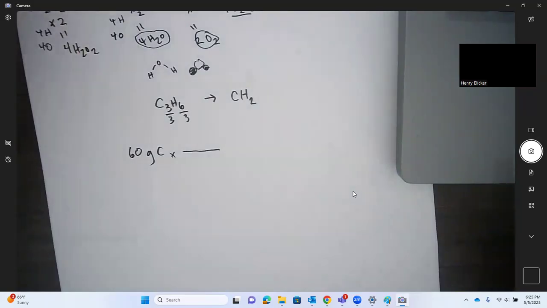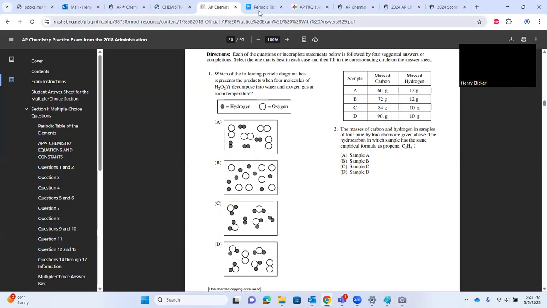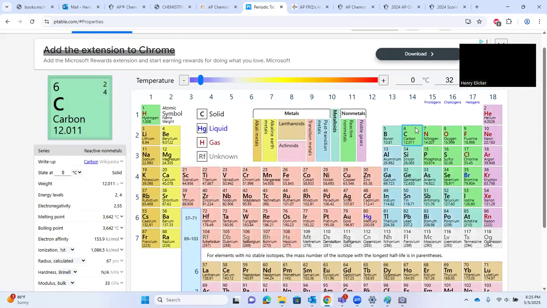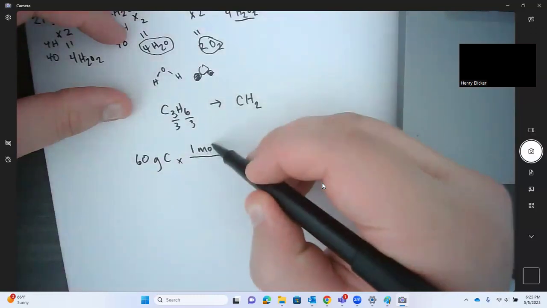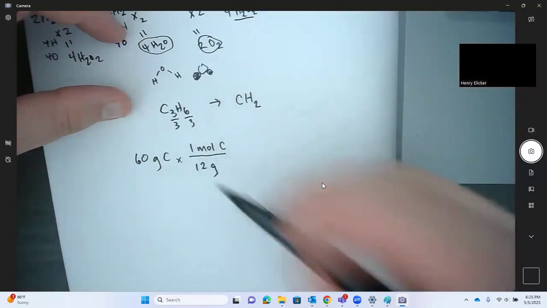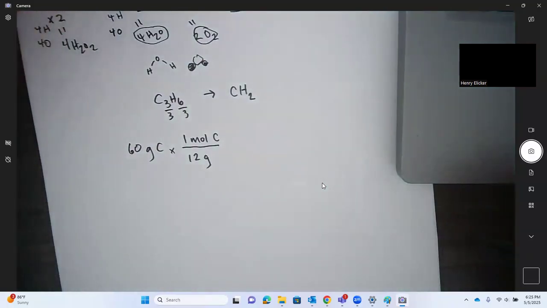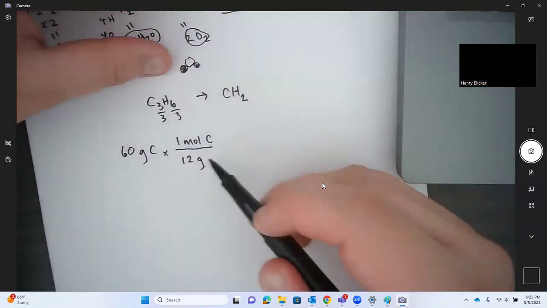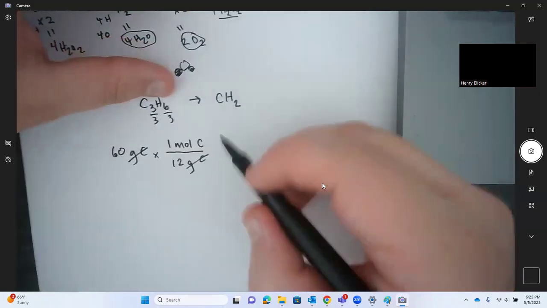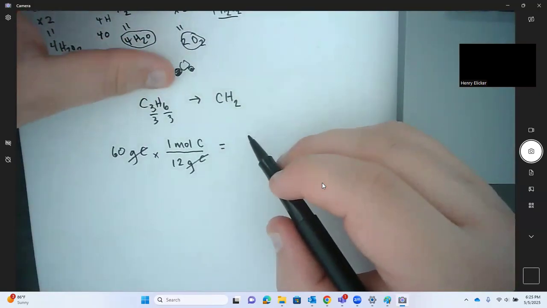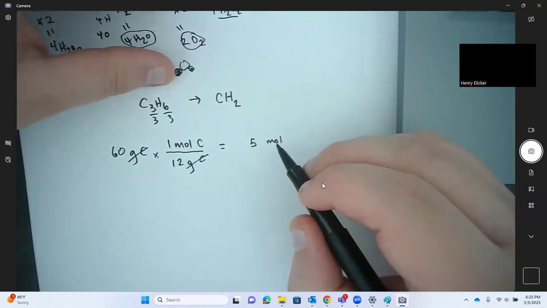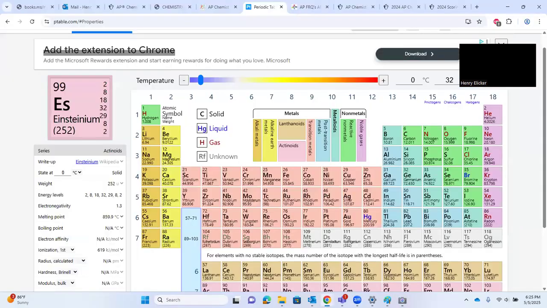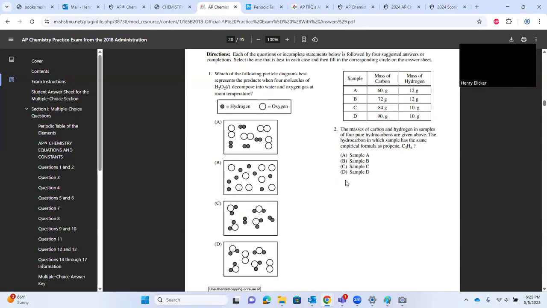Now remember, we're going to do a molar mass calculation here. So if you go to the periodic table, it's going to show carbon. Carbon says 12.011. What that means is that in 1 mole of carbon, it weighs about 12 grams. You probably should use the decimals. I'm just going to round here. Grams cancel on top and bottom. And it's just 60 divided by 12. I think that is 5. So 5 moles carbon.